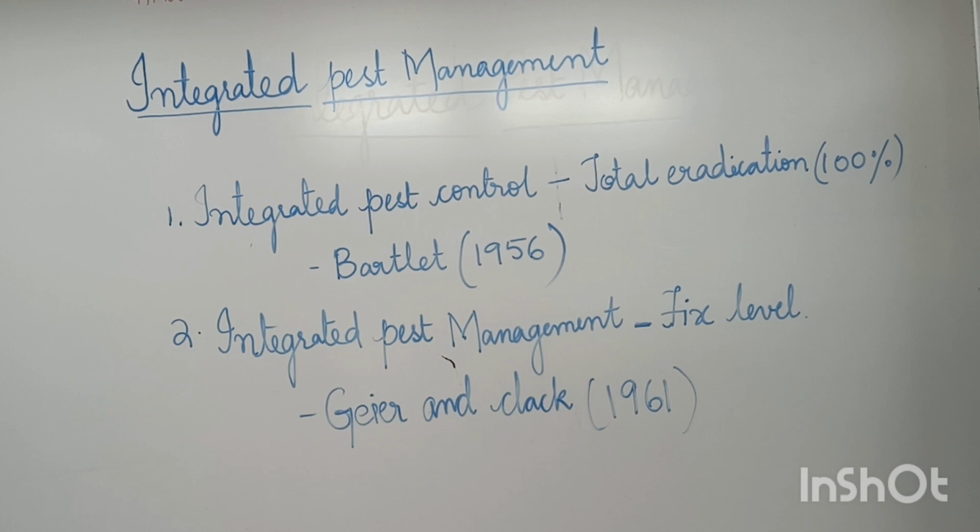In this, we have two practices: integrated pest control and integrated pest management. Integrated pest control is total eradication of the pest from the crop, which was given by Bartlett in the year 1956. And coming to the management, in this we manage the pest population to a certain fixed level so that it does not damage the crop, and it was given by Gare and Clark in the year 1961.